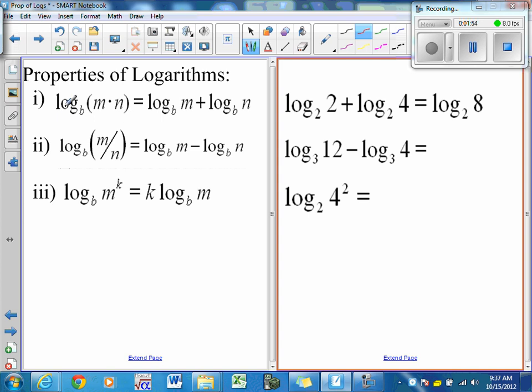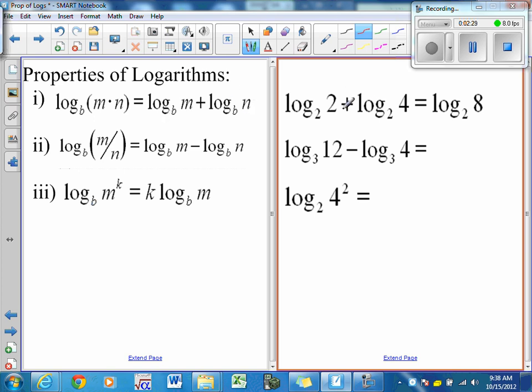We have log base b of m times n. If we have this multiplication inside of a logarithm, we can actually split this up as 2 logarithms with a plus sign. Now remember, we said that logarithms and exponentials are inverses. They're very closely related. So these properties are kind of similar. When you multiply, you add exponents. When you multiply what's inside of a logarithm, you add.